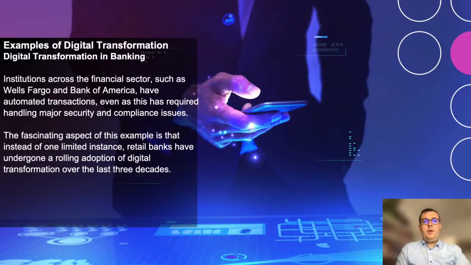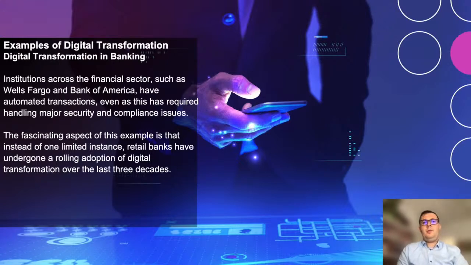Now we move on to digital transformation in the banking sector. So basically institutions across the financial sector, such as Wells Fargo and Bank of America, have automated all their transactions, or most of them at least, even as this has required handling major security and compliance issues. Of course, we have some challenges that we might encounter during our way to digitalize our business.